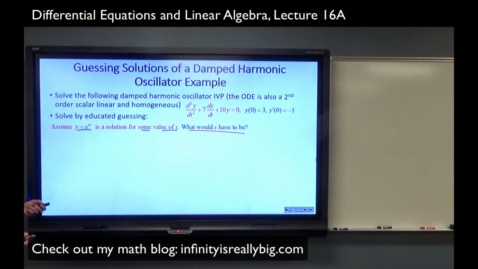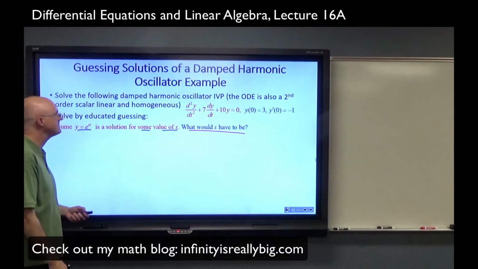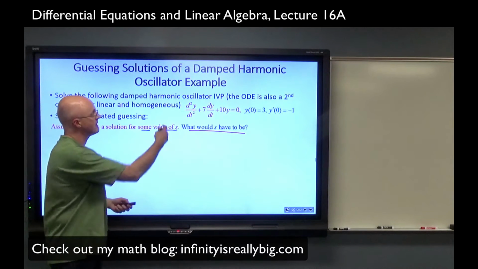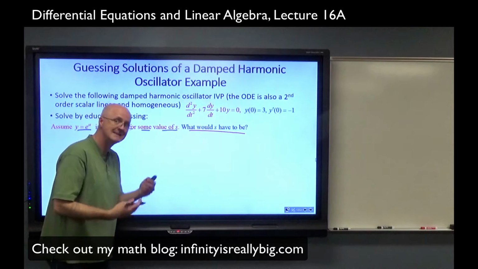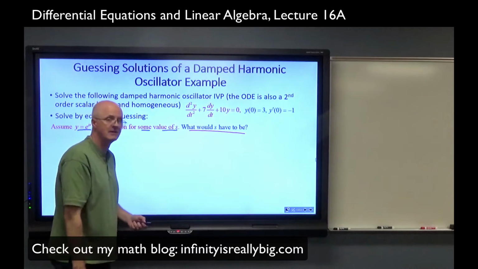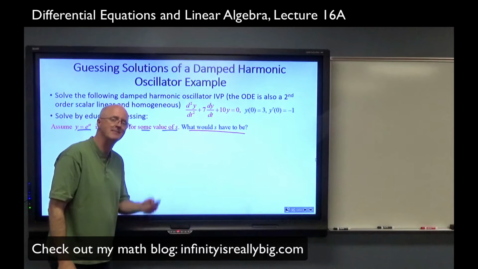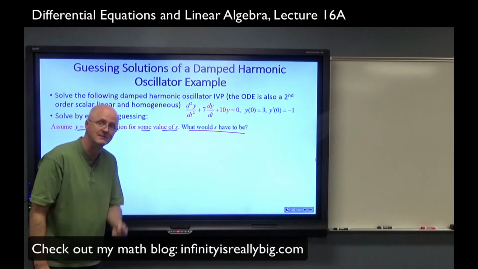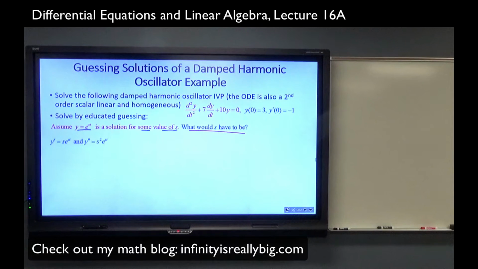So how do you do it? You just substitute this function that you are hoping is a solution into the left-hand side of the differential equation, simplify, set it equal to 0, and see if there's some value of s that makes it equal to 0 for all values of t. So find its derivative and its second derivative. y' with the chain rule is s e^(st). Remember, s is a constant. We are differentiating with respect to t here.